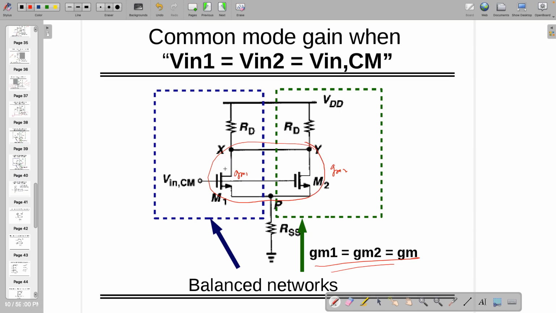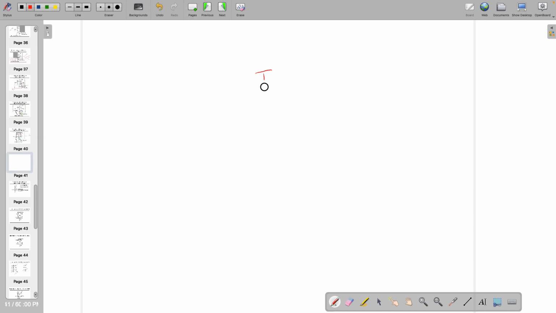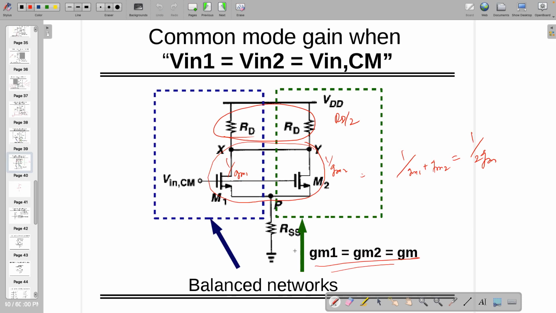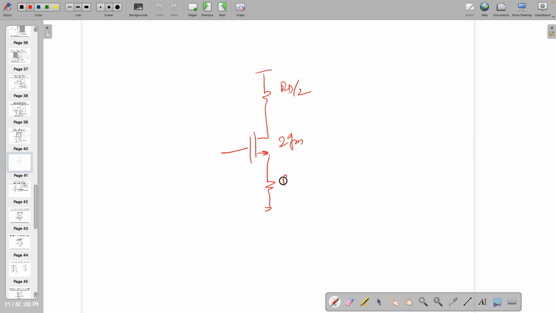So what can I comment on that? 1 by GM1, 1 by GM1, so what's going to happen? 1 by GM1 plus GM2. Both are the same, so it's 1 by 2 GM. And in this case, it's RD by 2. I can draw this network again. This is 2 GM, this is RD by 2, and there is an extra resistance already there, which comes from the current source, which is RSS. So this is V in, and this is V out. Now can you tell me what is the gain?